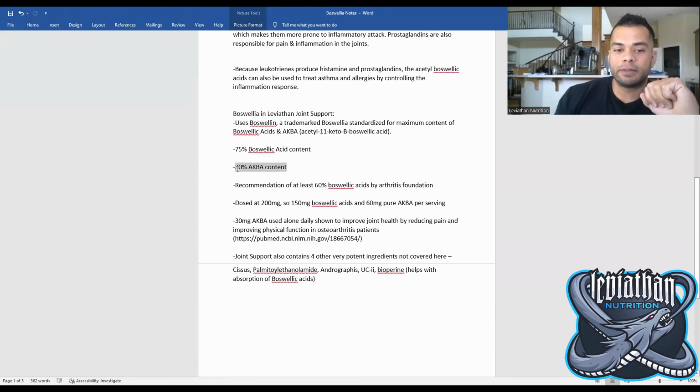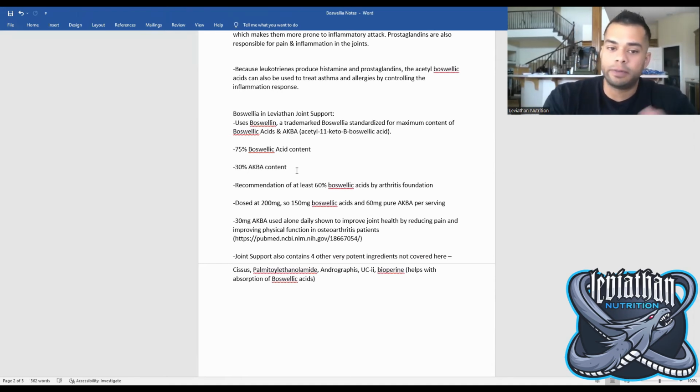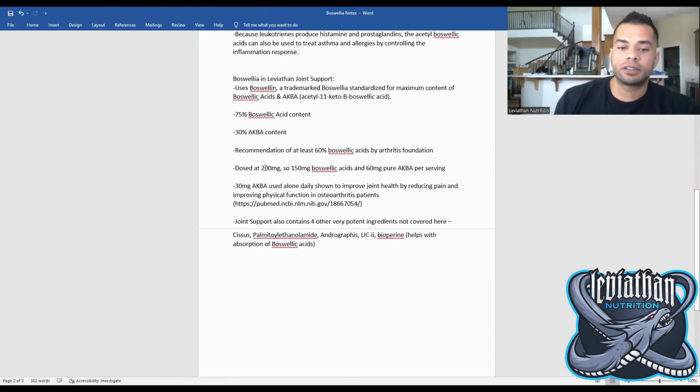So again, 75% boswellic acid, 30% of that is pure AKBA, which is the single boswellic acid that is kind of the most potent when it comes to joint function. Going back to our dosing here, dosed at 200 milligrams of Boswellin, we have 150 milligrams of boswellic acids per serving, and you get 60 milligrams of pure AKBA per serving in just one dose of our Joint Support.